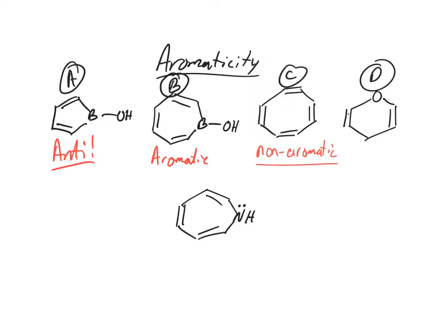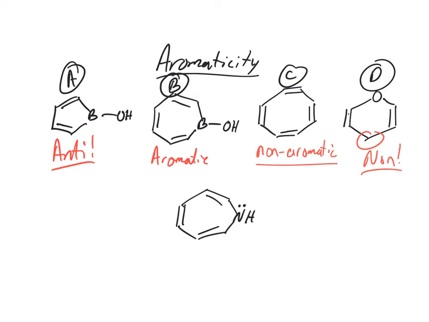What about D? What is D? Aromatic, anti-aromatic, or non-aromatic? Non-aromatic, that's right. Right there, that's sp3 hybridized, so that's not a conjugated system. It wouldn't be acidic because if it had a negative charge there, then it would be an anti-aromatic system, it could be. Or it would be non-aromatic, probably.